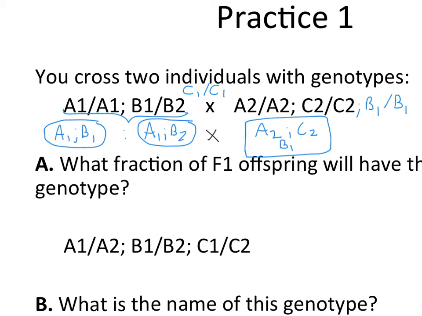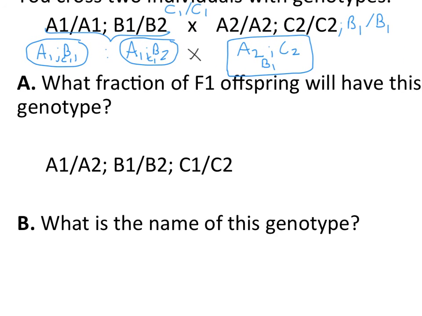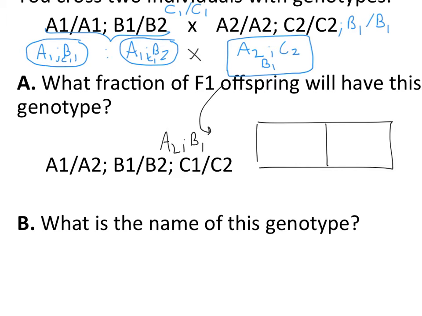Thus, each of these gametes would also contain a C1. Then this winds up just being a two-cell Punnett square, because we have a single gamete produced by one parent, A2B1C2, and two gametes produced by the other parent, A1B1C1 and A1B2C1.